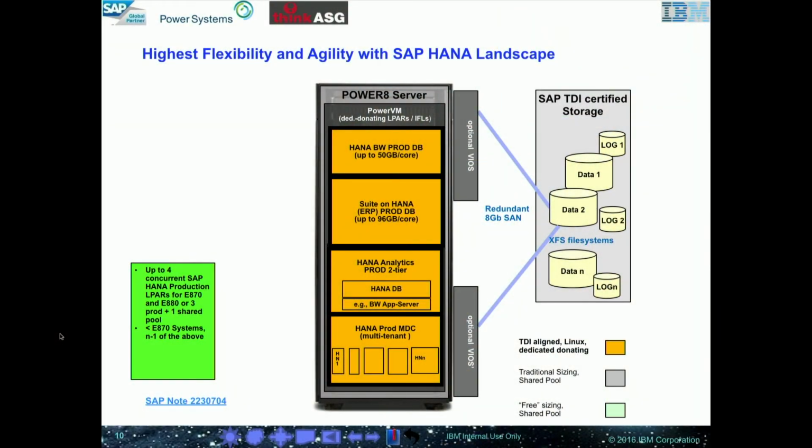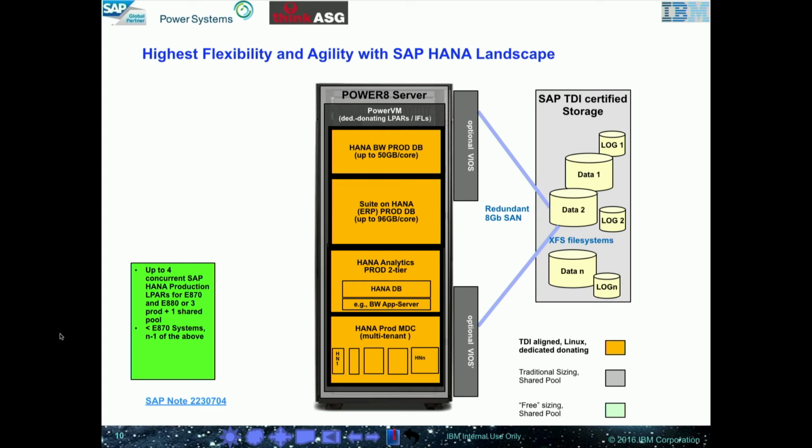Now you do have to restart HANA for each one of these changes today. This is something that SAP is working on making it more dynamic in the future. But the platform is completely dynamic and allows you to make changes as you see fit. You can also use techniques like live partition mobility and capacity on demand. So these are all supported in this environment. So this is an all production environment.